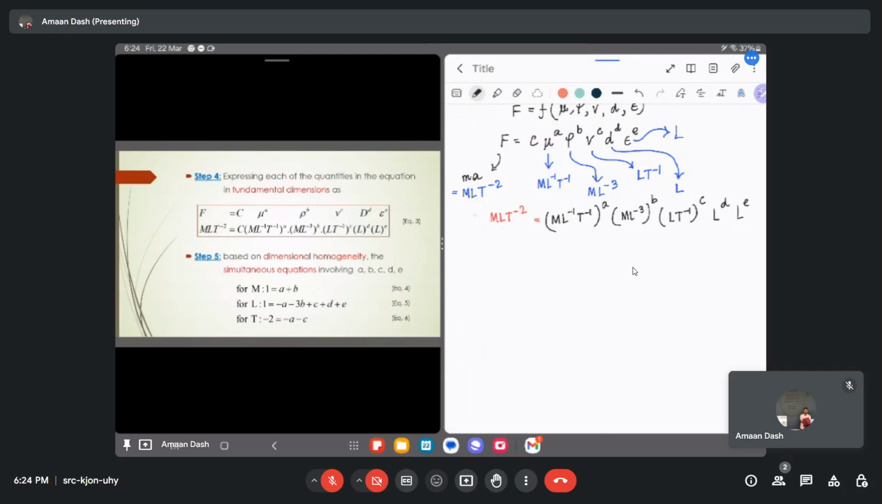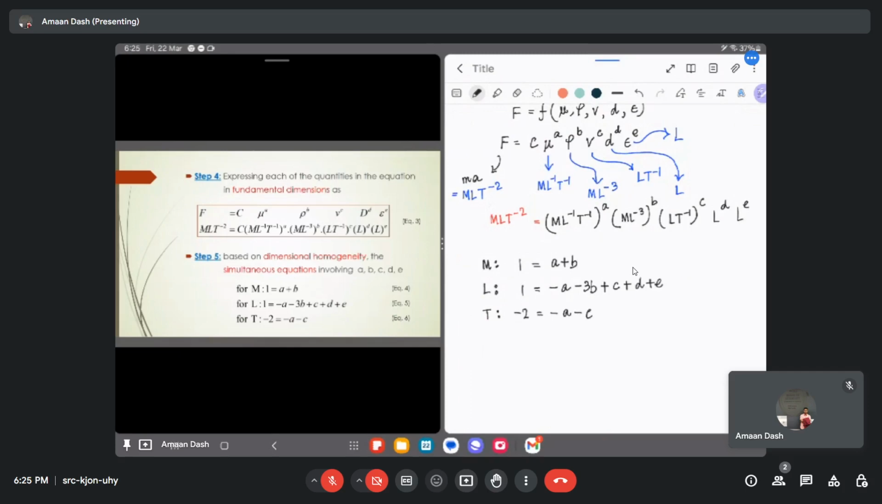So let's equate first the power of M. This side it is 1, and this is equal to a plus b. Similarly, if we equate the power of L, we get 1 is equal to minus a minus 3b plus c plus d plus e. And equating the power of time, here we have minus 2, and this is equal to minus a minus c. So now we can see that we have obtained three equations.